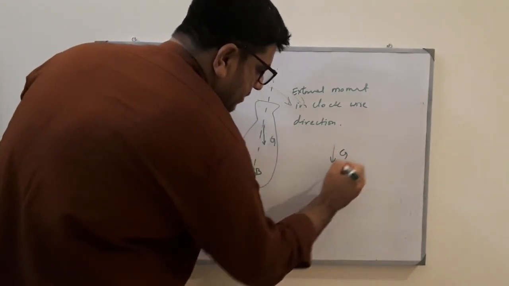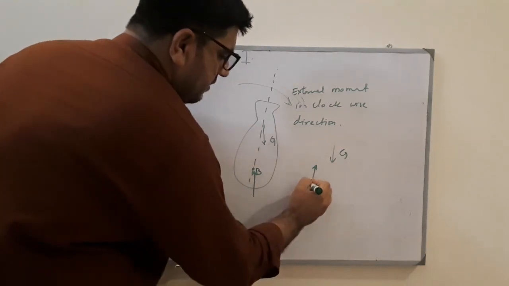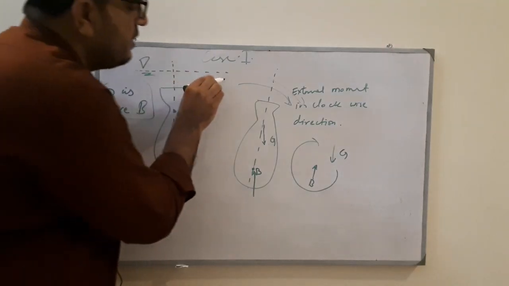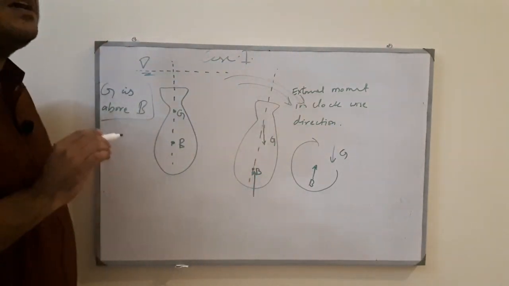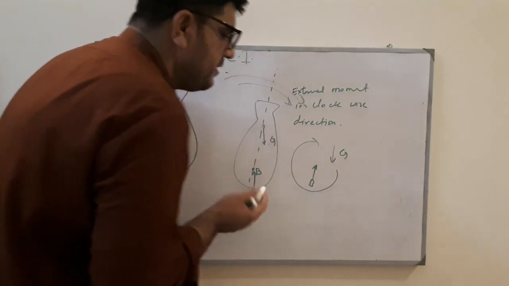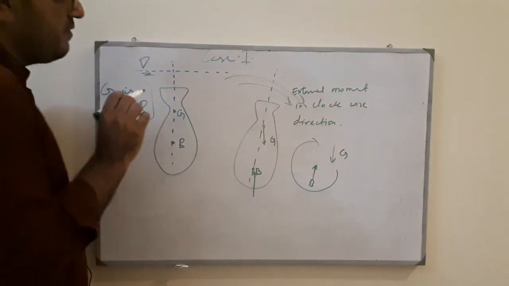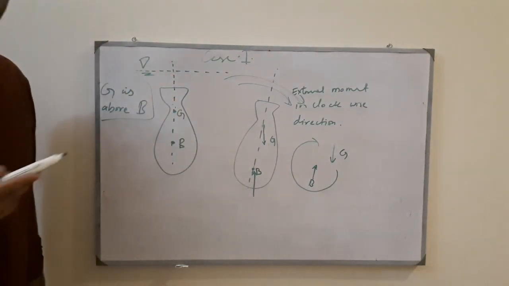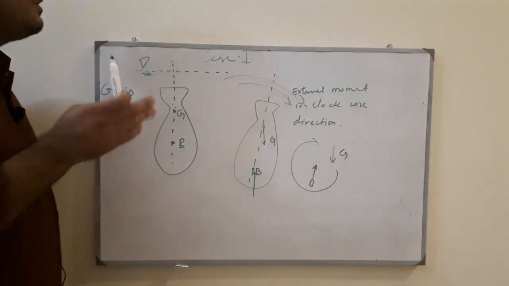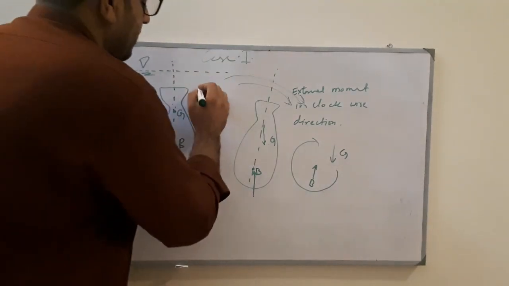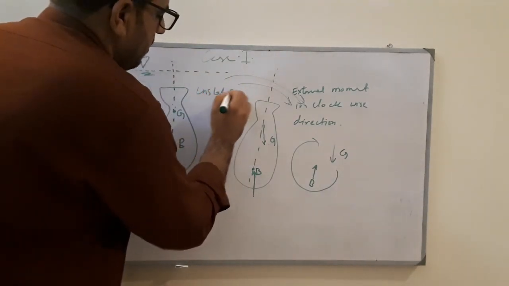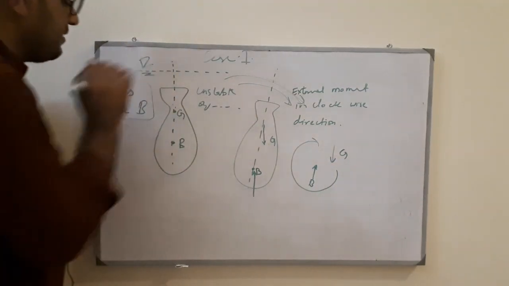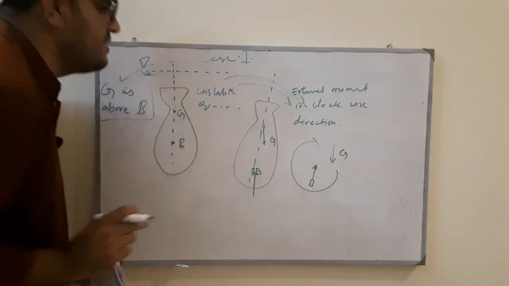I disturb the body in this direction, and now the couple generated, with the weight G in this direction and the buoyant force in this direction, will also try to rotate the body in the same direction. So the external force and the couple that has been generated are both in the same direction. What will happen? This body will not come back to its original position. So this is called the unstable equilibrium. When G is above B, this is the case of unstable equilibrium.